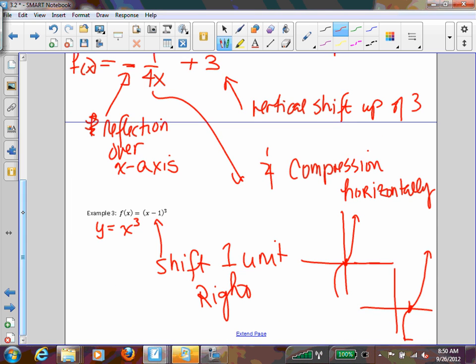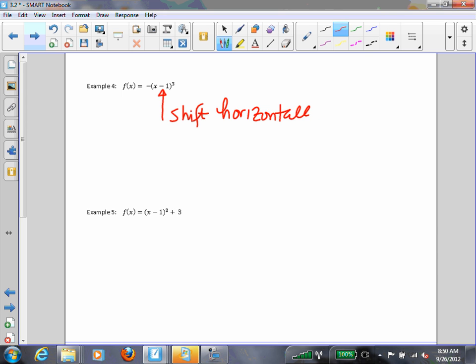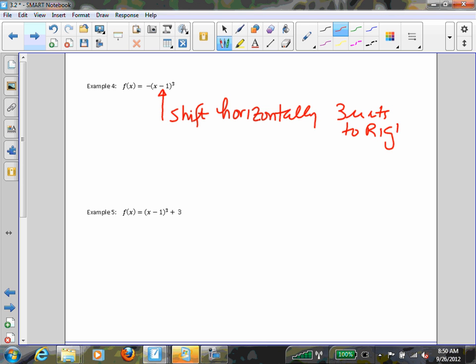Have another page? Okay, so let's look at this one. All I did was add a negative sign to what I had going on, right? So what did we just figure out on the other one? What did this do? This is a shift. Don't tell me, right. How about horizontally? 3 units to the right. Thanks. 1.